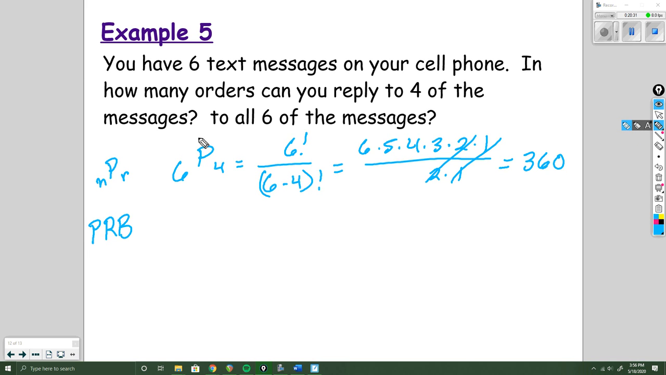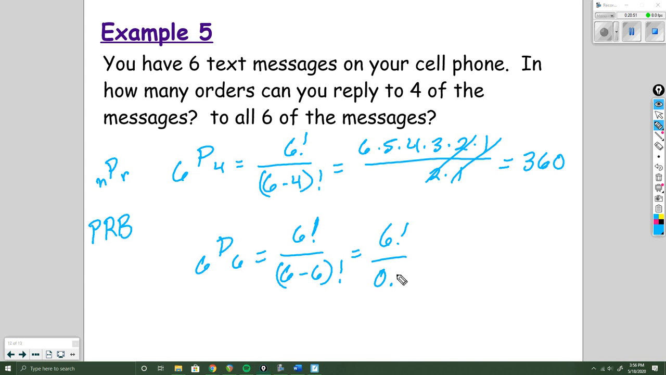Now, we're still not done yet. It says, what about if you want to reply to all 6 of the messages? That would be like 6P6. So that's 6 factorial over 6 minus 6 factorial. If we simplify that, that's 6 factorial over 0 factorial. And remember, 0 factorial was just 1. So it's really just 6 factorial. If we type in 6 factorial, we get 720 different ways we could respond to all 6 of those messages.